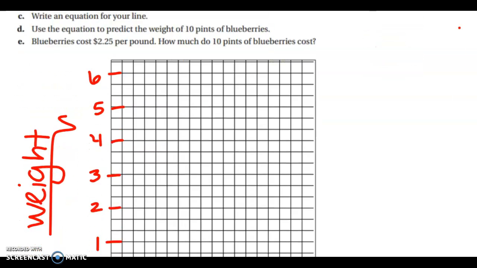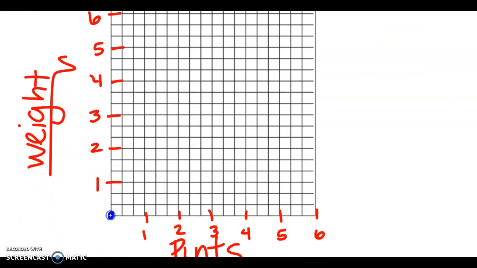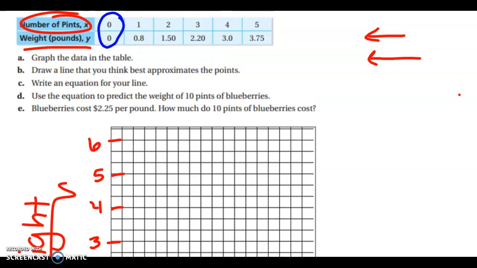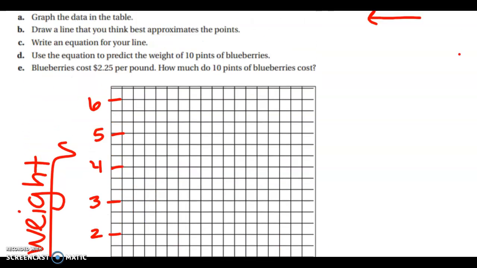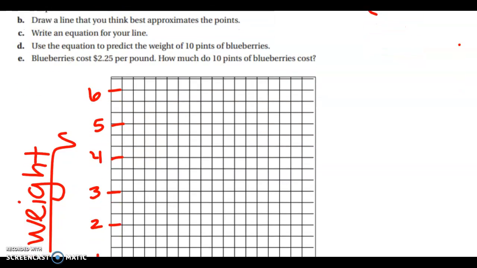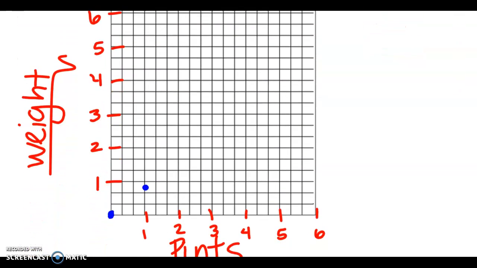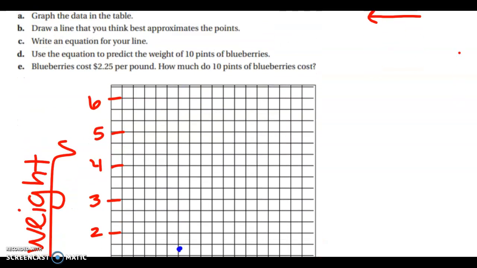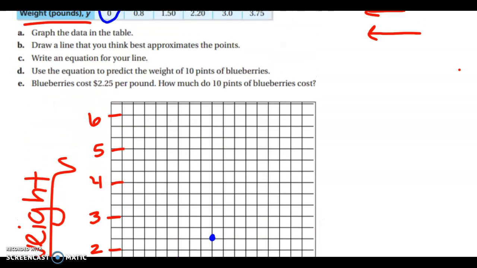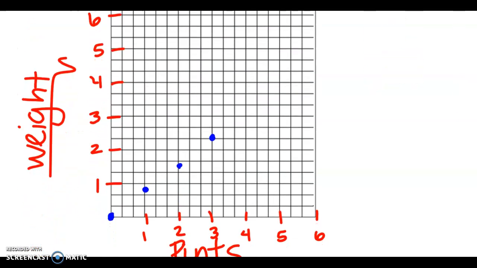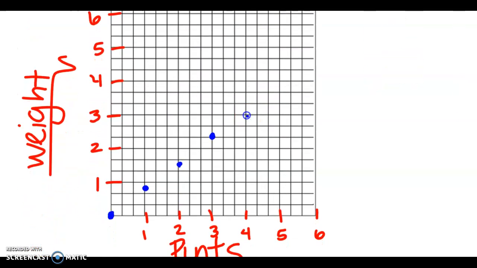So I've got 0, 0 as an ordered pair, so I'm going to plot that point. And then I'm going to look at the next one, which is 1, 0.8. So I'm going to go over 1, up 0.8, which is about right there. Not exactly sure, but it's got to be close. 2 and 1.5 is next, which would be about here. Next I have 3 and 2.2. Finally, I have 4 and 3. Ooh, that one's easy to graph. 4 and 3, that's right on the line.